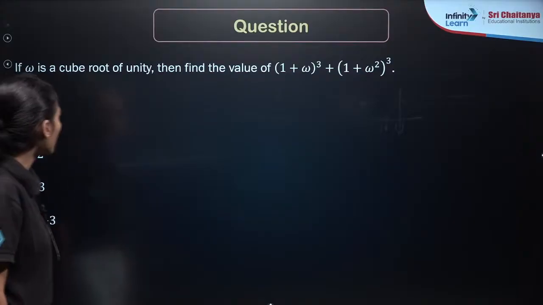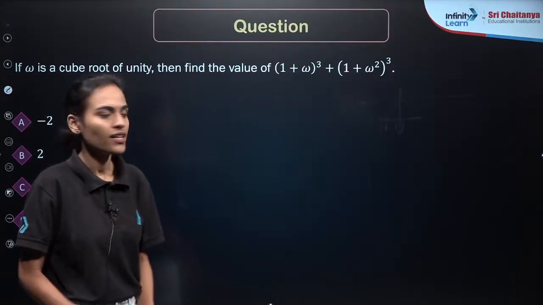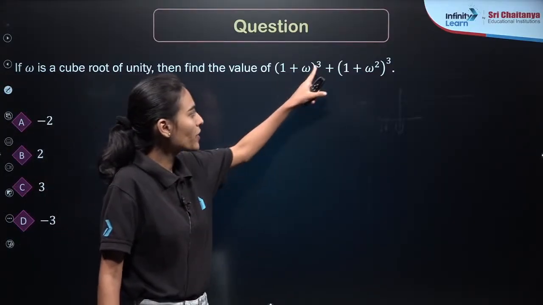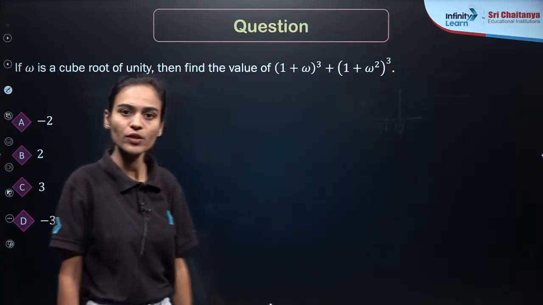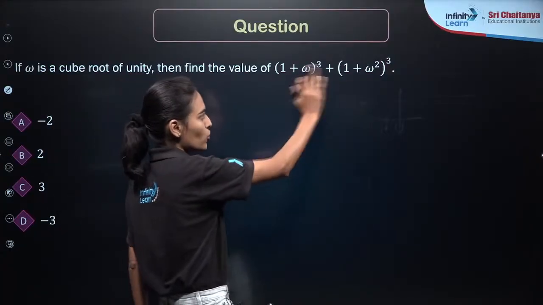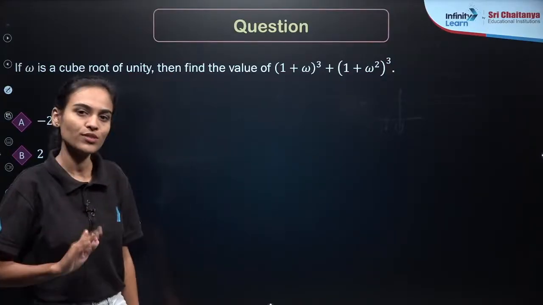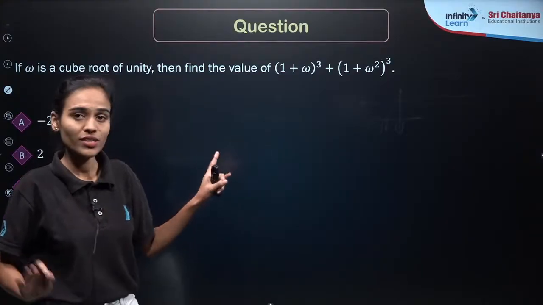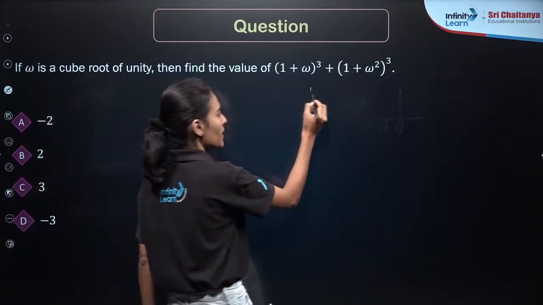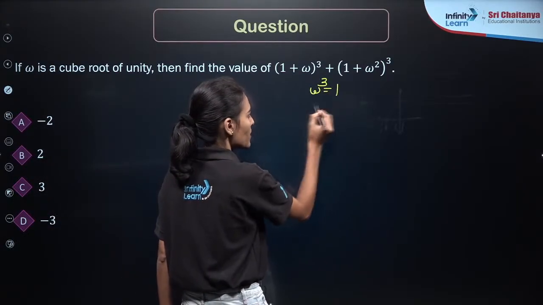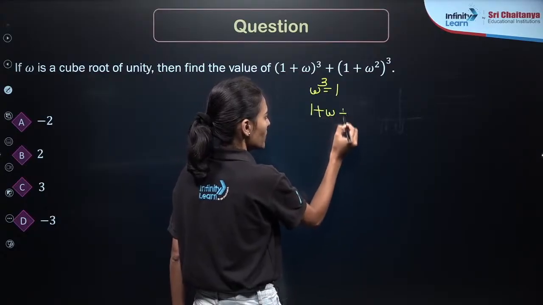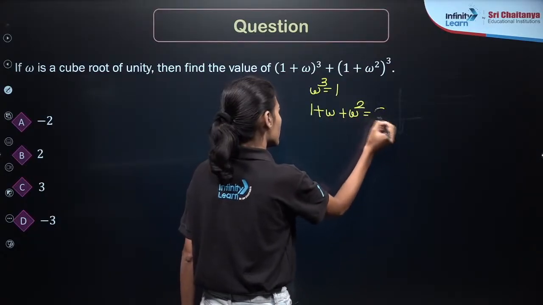Again see, next you have omega is cube root of unity, then what is the value for 1 plus omega whole cube plus 1 plus omega square whole cube. Again see, क्यूबिंग मतलब बहुत ज़्यादा टर्म्स आएंगे, बहुत ज़्यादा कैलकुलेशन होगा. कैलकुलेशन इतना ज़्यादा मत करो, प्रॉपर्टीज अप्लाई करो. हमारे पास है ओमेगा क्यूब एज 1 एंड 1 प्लस ओमेगा प्लस ओमेगा स्क्वायर एज 0.